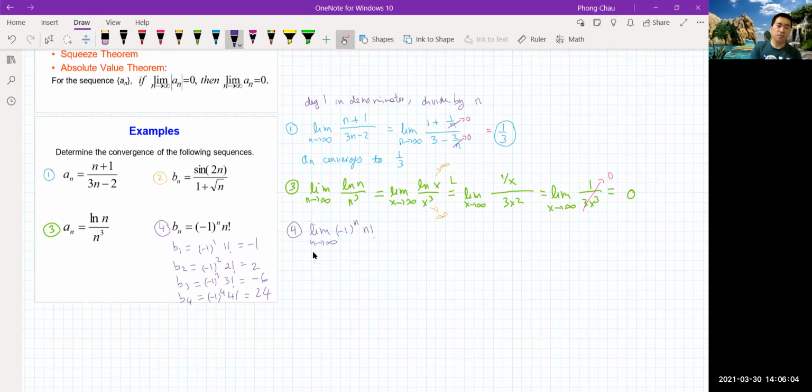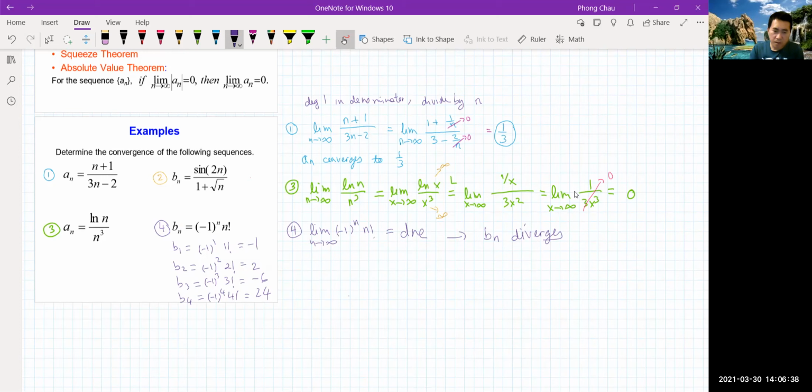So what does the limit approach? Well, it doesn't approach anything. It's going to flip from negative 1 to positive 2 and then 6, 24. So it's like going like this, getting larger and larger in both directions. So it won't approach anything. So in this case, the limit does not exist. And therefore, the sequence b sub n diverges.